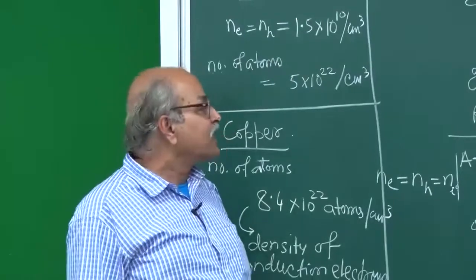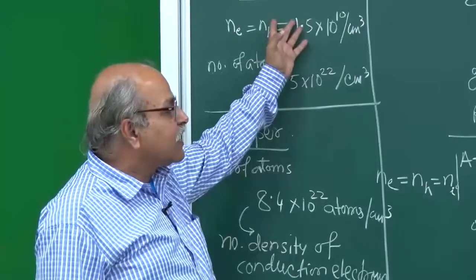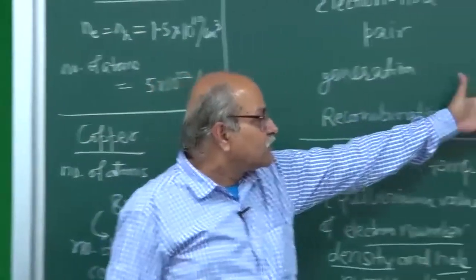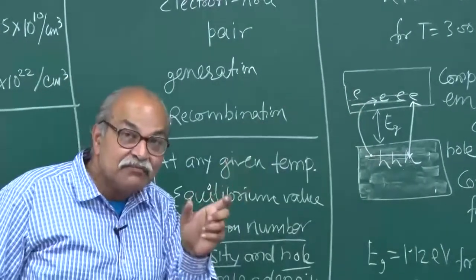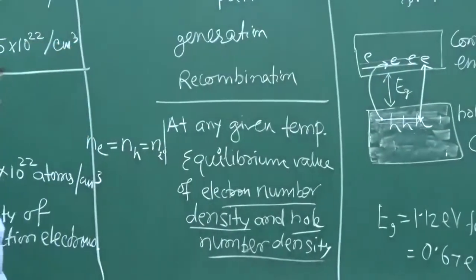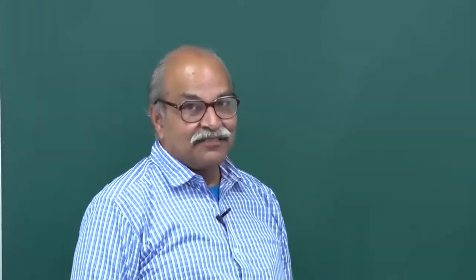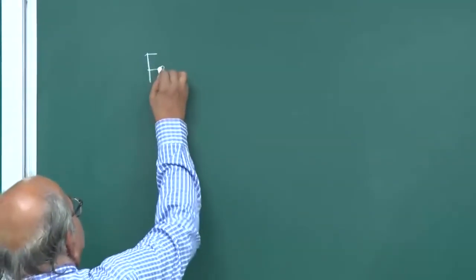Now what decides this number? What decides that at this temperature these many conduction electrons should be there, these many holes should be there? This is the equilibrium number. What decides that? That is decided by a function which is known as a Fermi function.